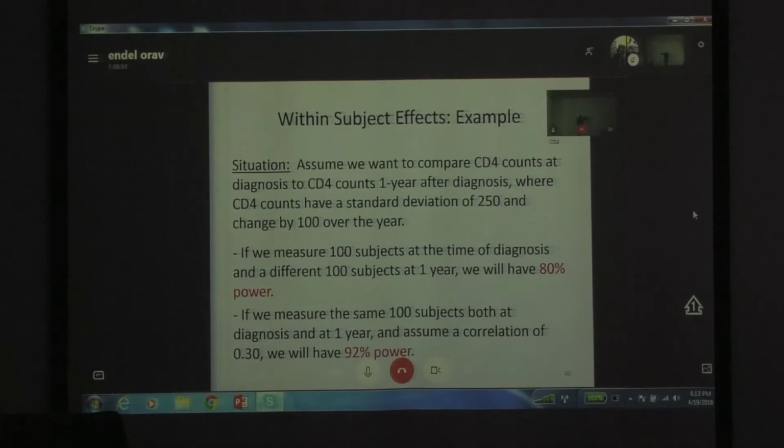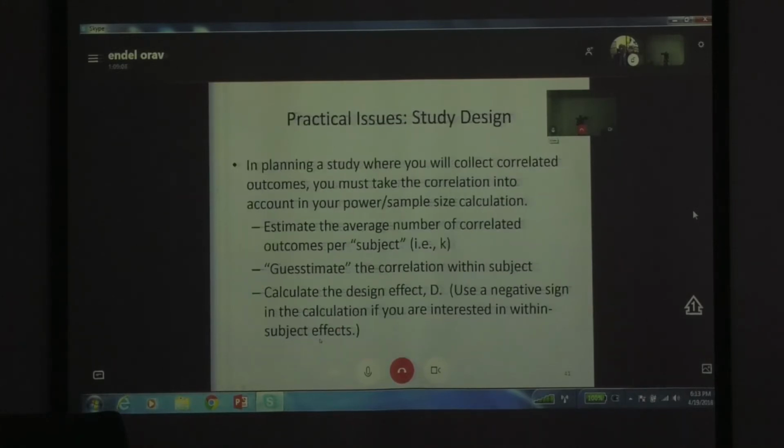Here you just find 100 people who were diagnosed recently, 100 people who were diagnosed a year ago, and you can do your study tomorrow. Here it's going to take a year to complete your study. So here's where we gain the power if it's a within subject effect. Okay. Study design and planning the study. You'll collect correlated outcomes. You have to take account of the correlation in your power sample size calculation.